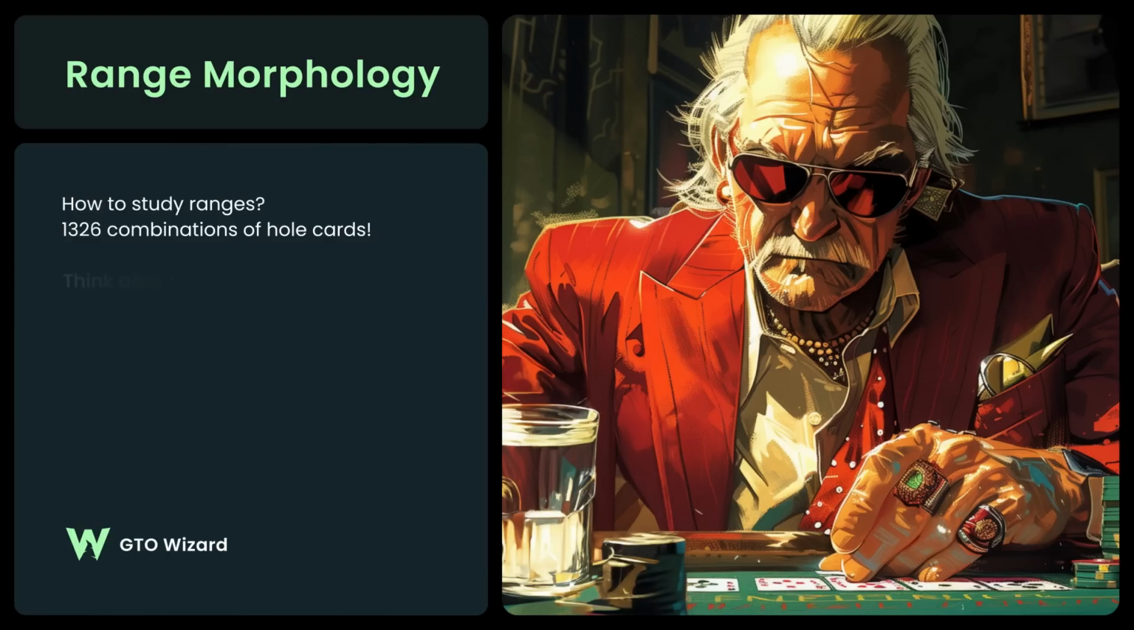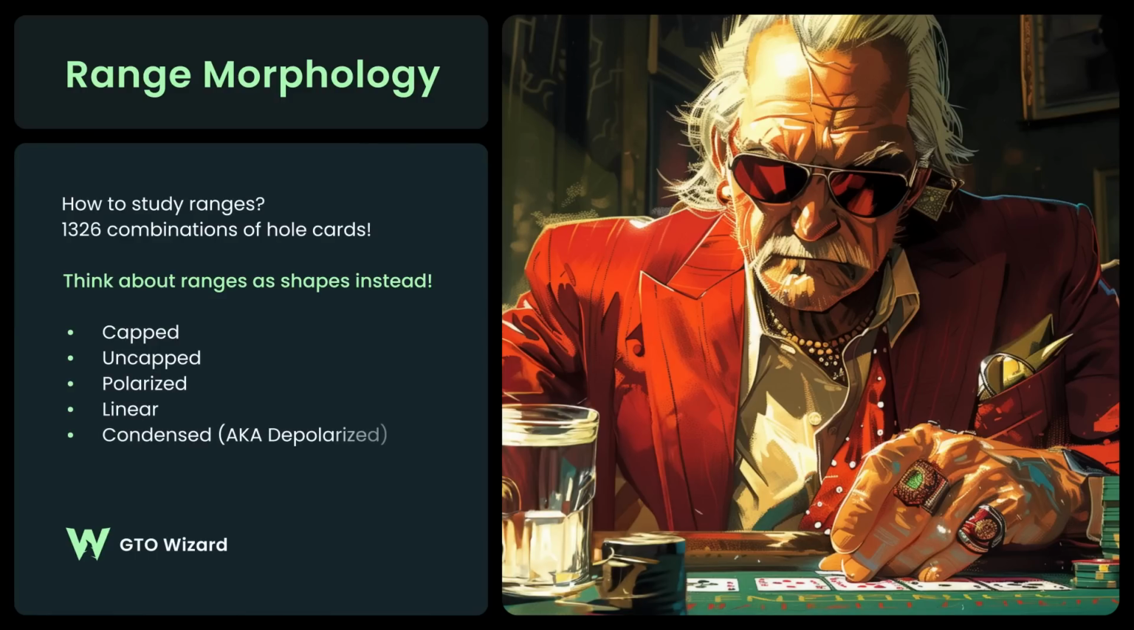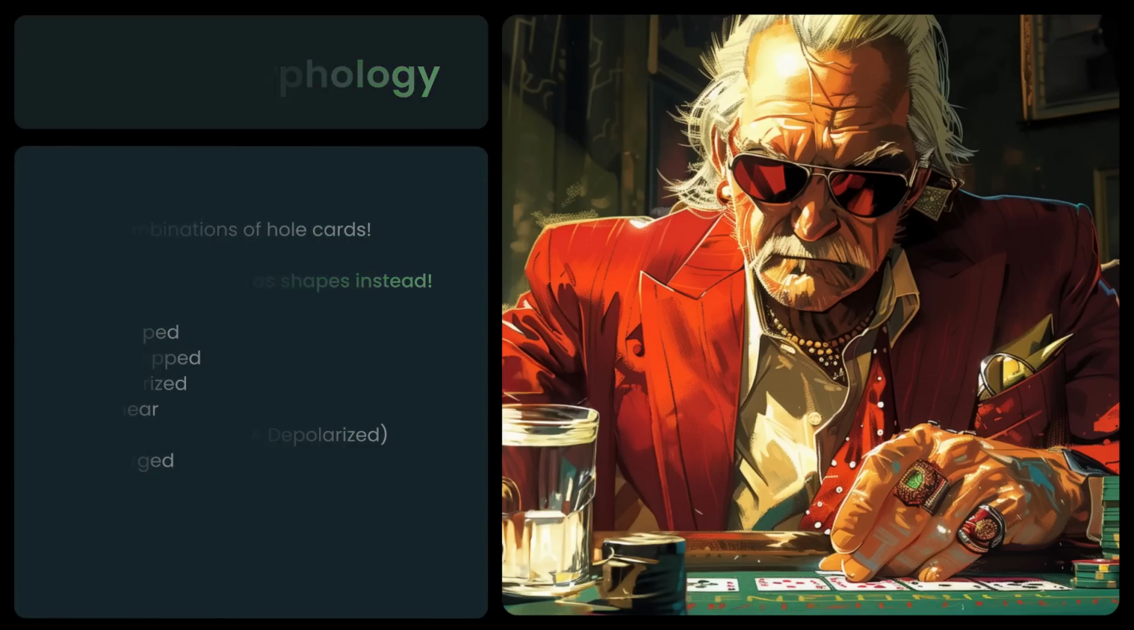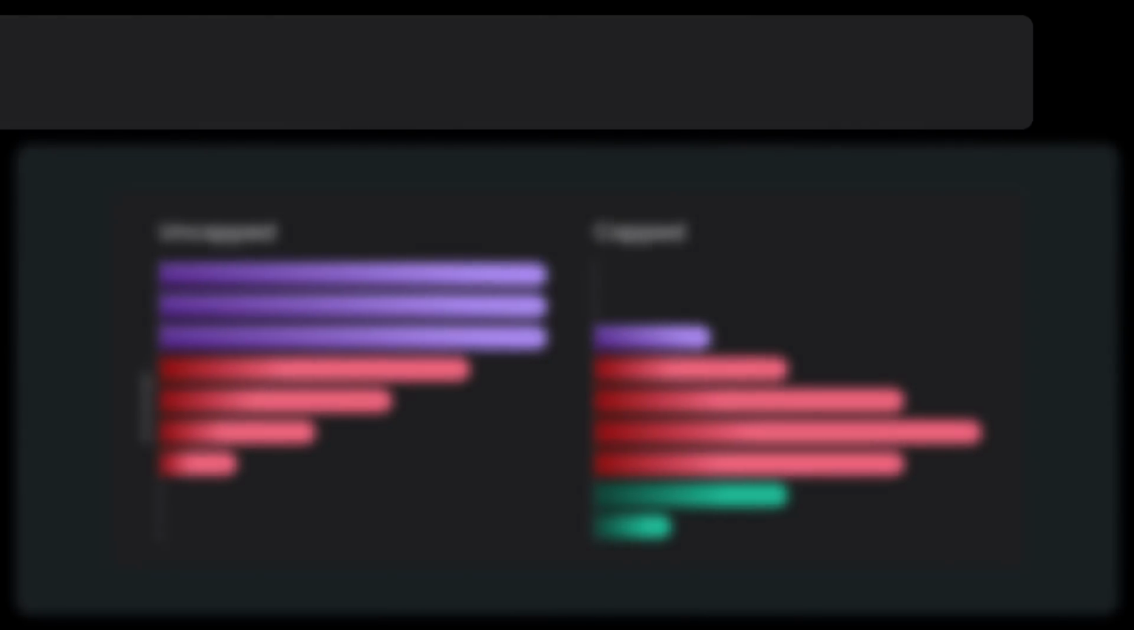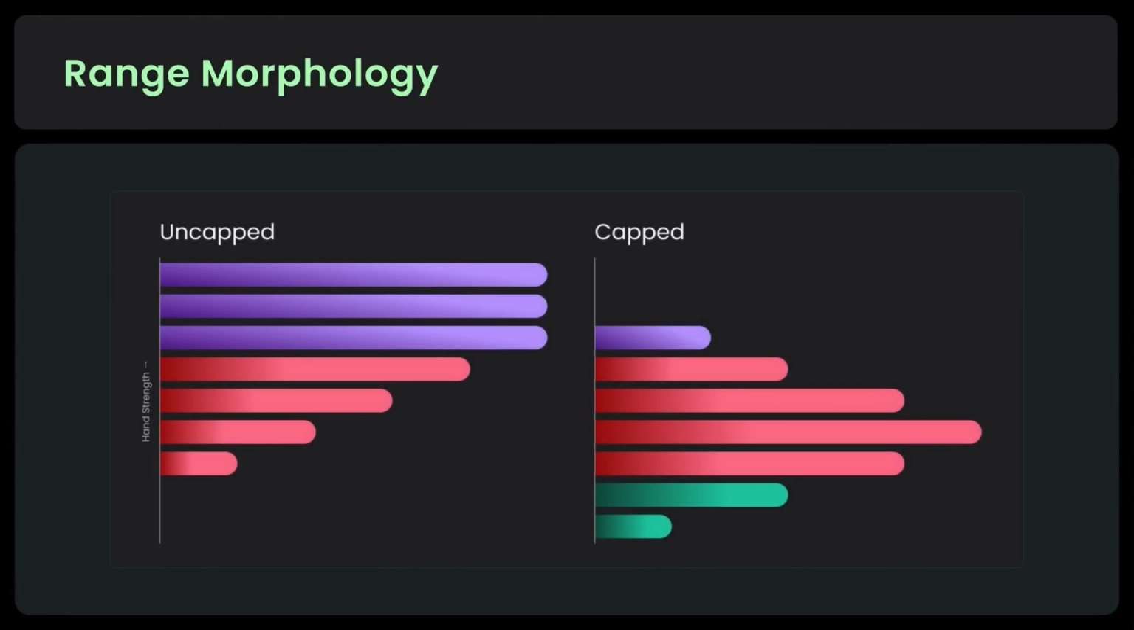So what good players do instead is they think about ranges as shapes and structures. We have various words to describe these shapes: capped, uncapped, polarized, linear, condensed, merged. And each of these different range shapes has certain strategies and ideas associated with them. So the easiest way to get started with ranges is by learning range morphology. The simplest description we can give to a range is whether or not it's capped. This chart represents your hand strength along the y-axis.